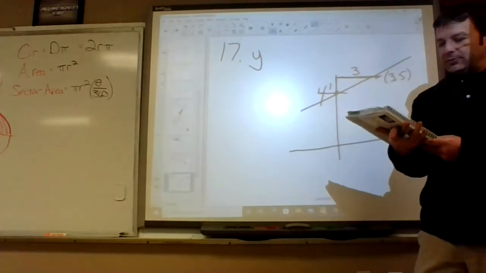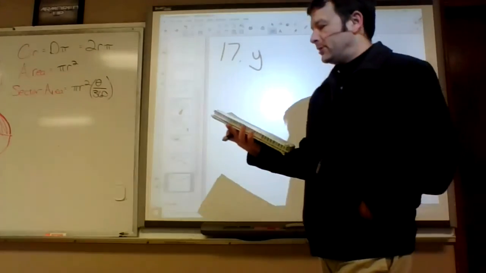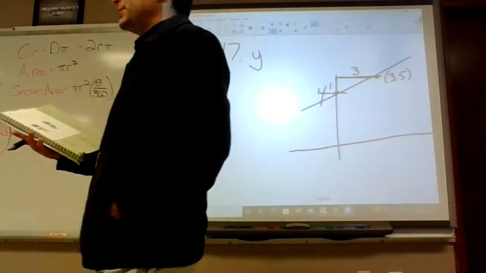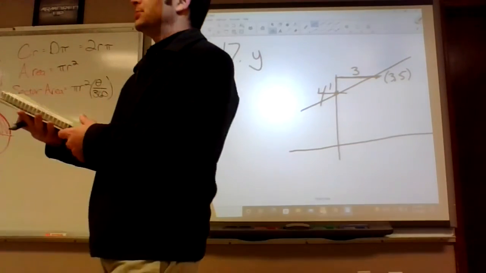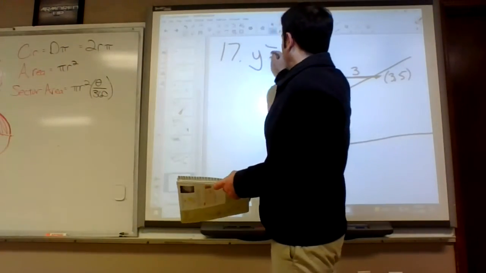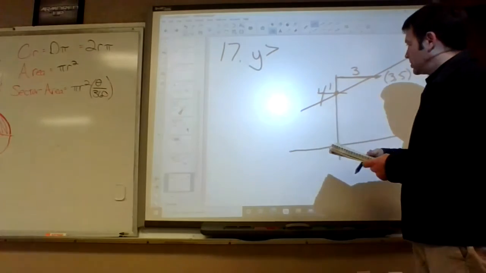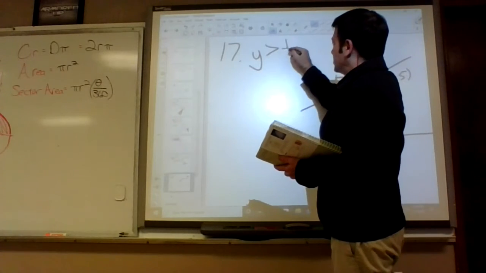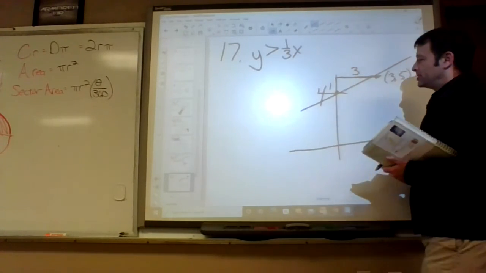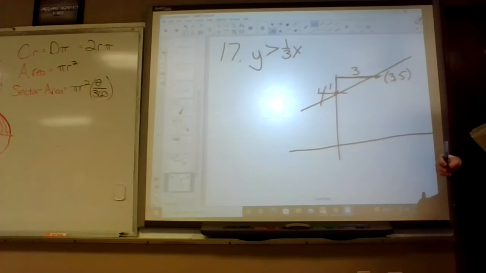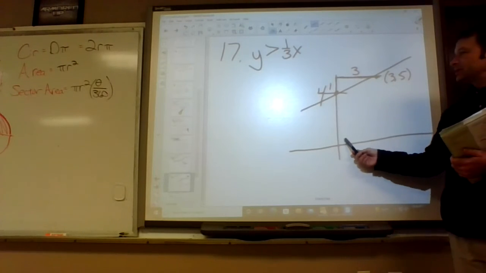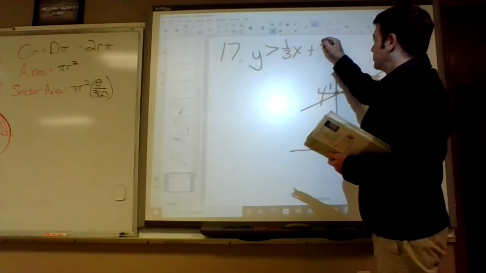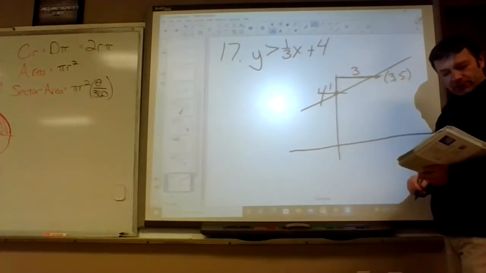On 17, the blue line is shaded above, and the blue line is dashed. So what symbol should I use? Greater than, yes. Okay, the slope we already found was 1/3, so that goes in front of the x. And then what am I missing? The y-intercept, which is 4. It's a 4 on the y. Okay, that's the blue one.